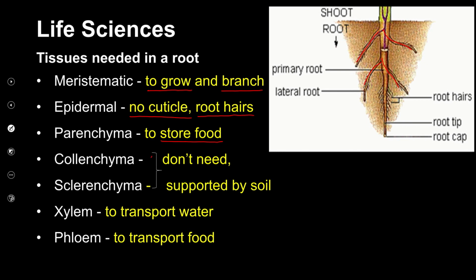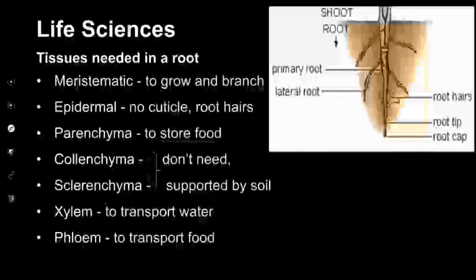Then, do they need collenchyma and sclerenchyma? No, they're in the soil. They're supported by the soil. They're protected by the soil. So you won't find collenchyma or sclerenchyma in roots, but you will definitely find xylem and phloem, because those are integral to the functioning of the roots.